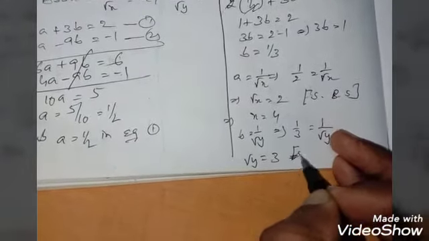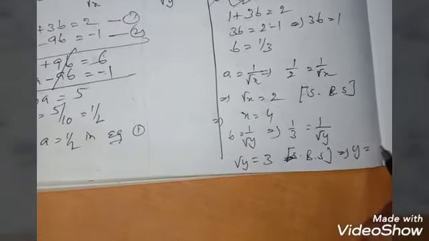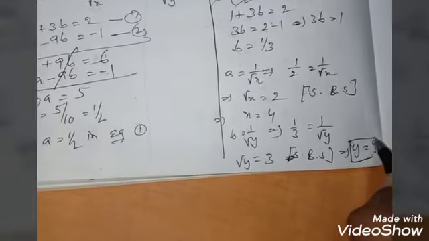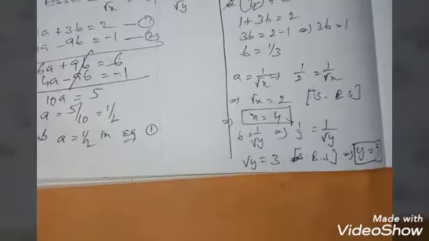Now if I do squaring on both sides for this also, what you will get here? So y is equal to 9. So like this we are finding the value of x and y by using the reduction method.